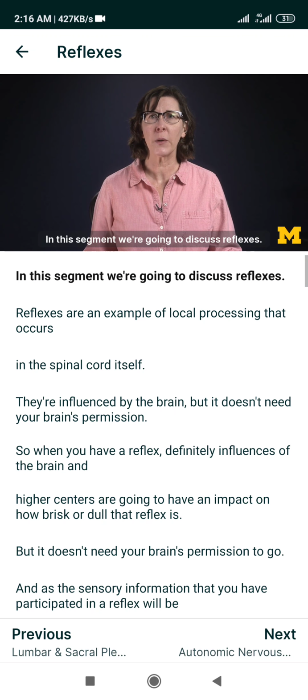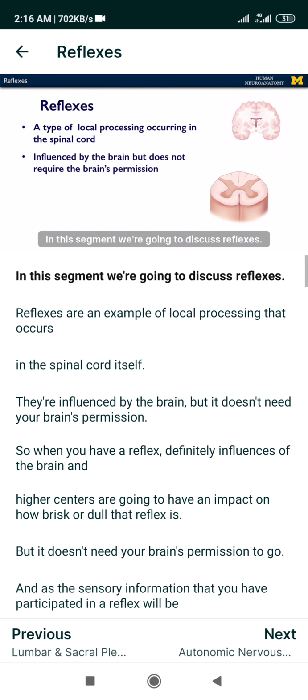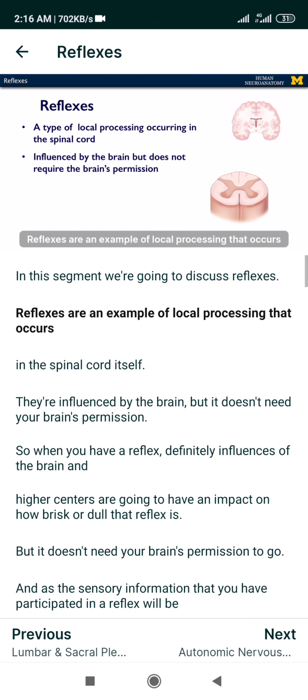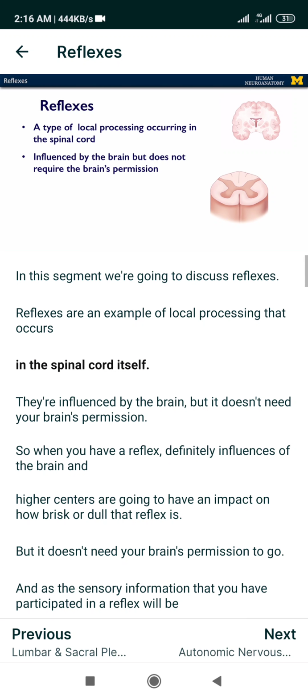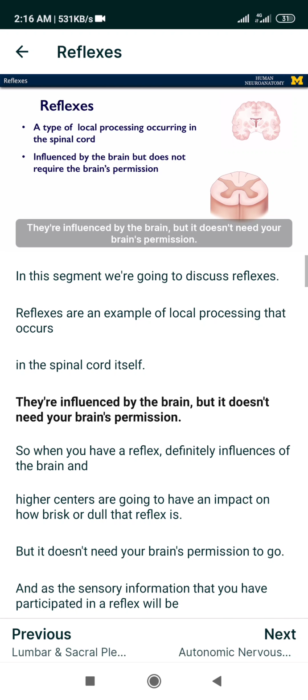In this segment, we're going to discuss reflexes. Reflexes are an example of local processing that occurs in the spinal cord itself. They're influenced by the brain, but it doesn't need your brain's permission.